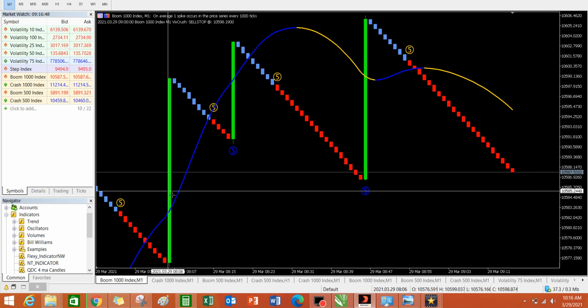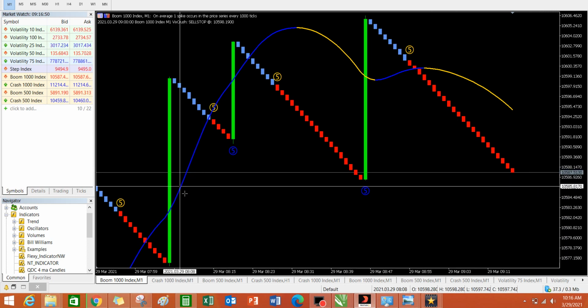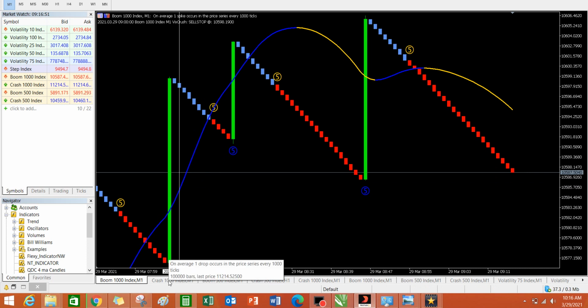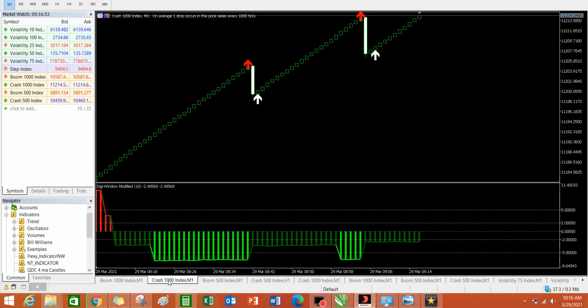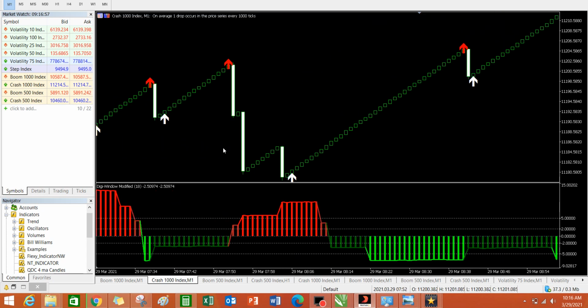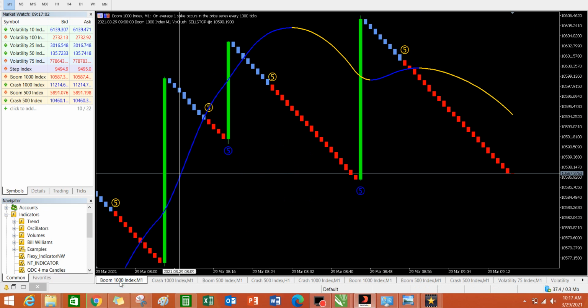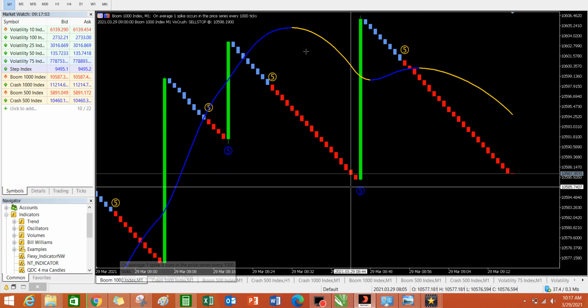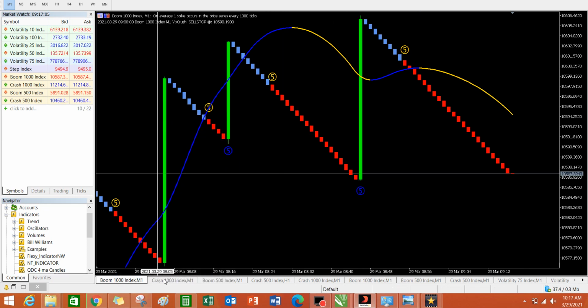Okay, that will be all about Boom 1000. Let's check out Crash 1000. For Crash 1000, I will be using the Crusher indicator to do my analysis. In my last analysis for Boom 1000, I used the signal indicator. This is how the signal indicator looks like.